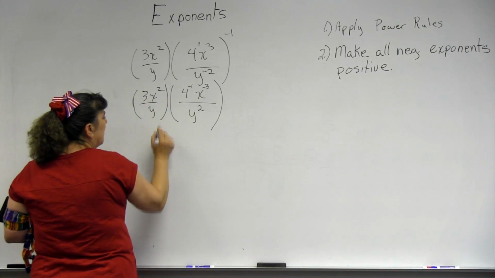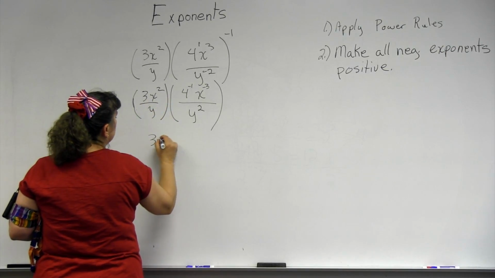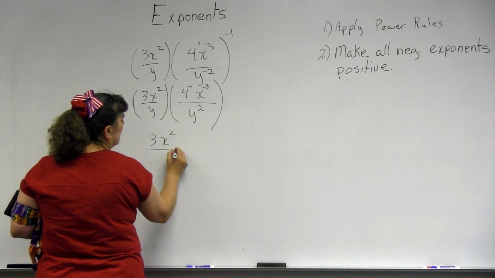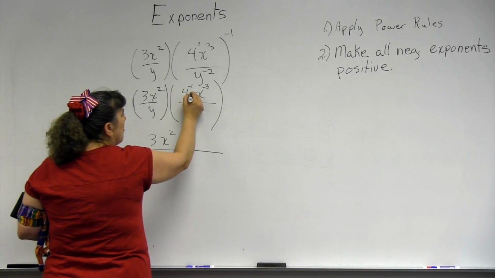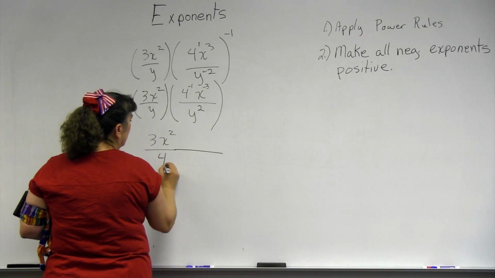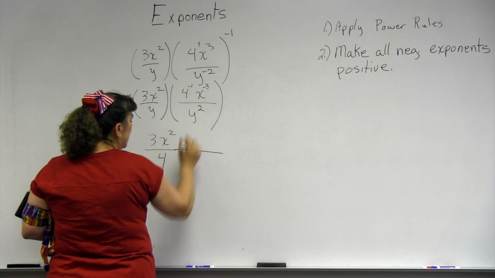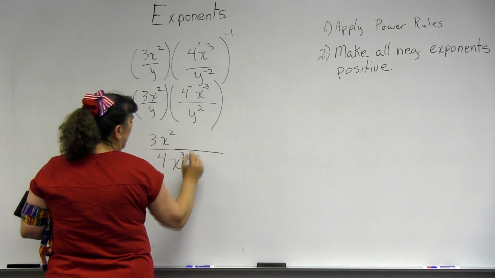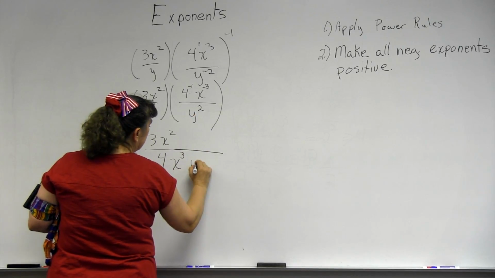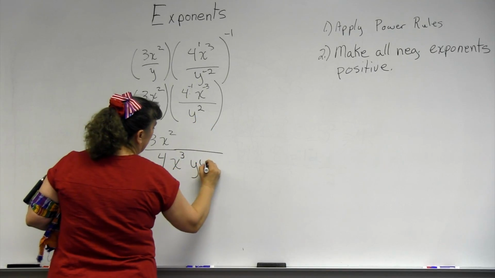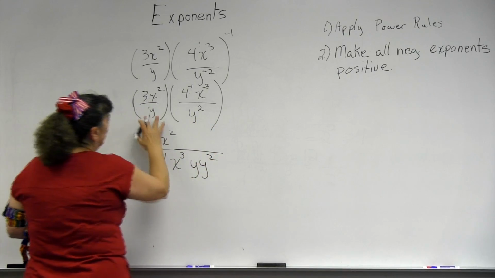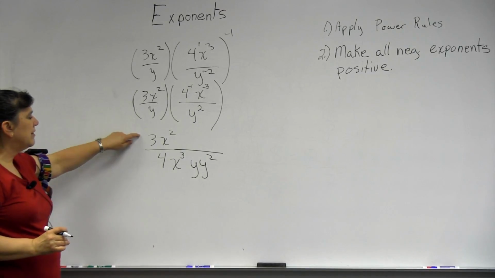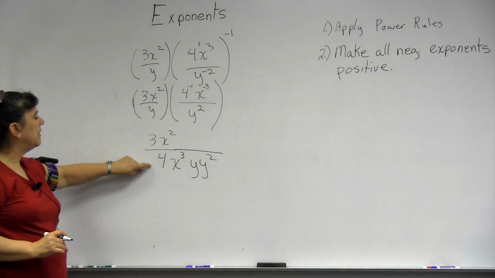This one doesn't have any negative exponents, so it's going to stay the same. And I'm also going to put it into one long fraction. 4 to the negative 1 makes the 4 go to the bottom. X to the negative 3 makes that go to the bottom and become a positive 3. And y is still here, and y squared. Don't forget that. We have a y from here and a y squared from there. Now, everything's on top, everything's on bottom.